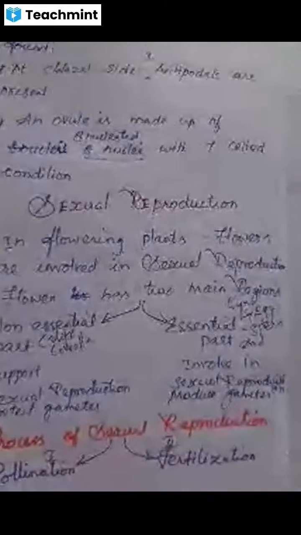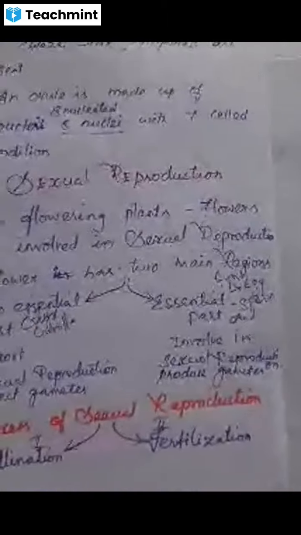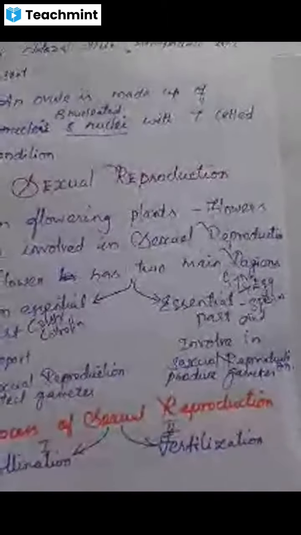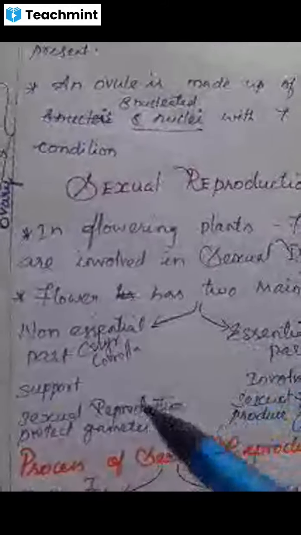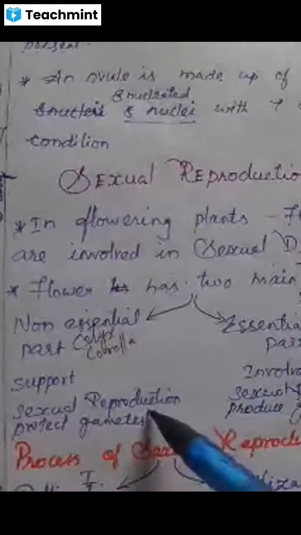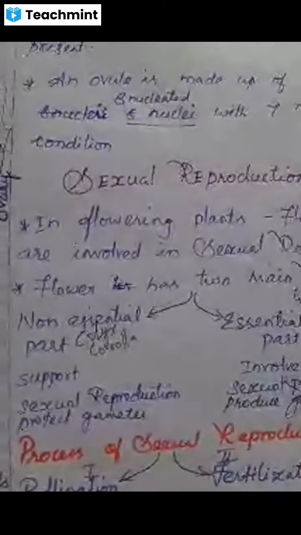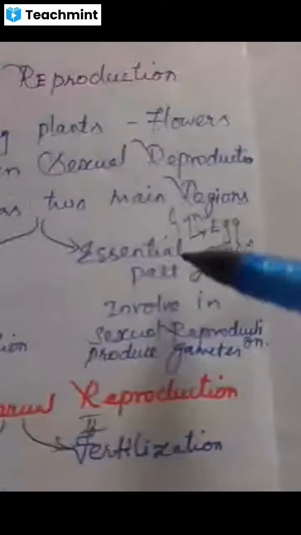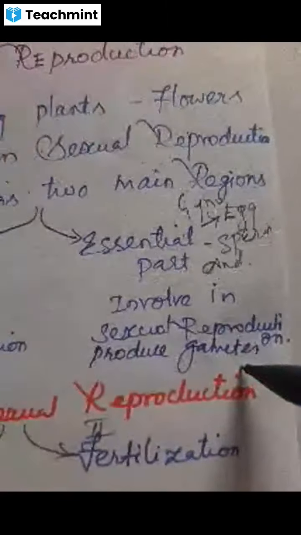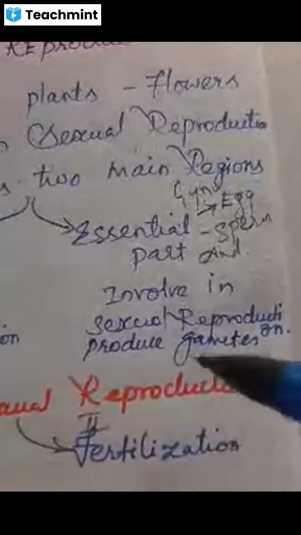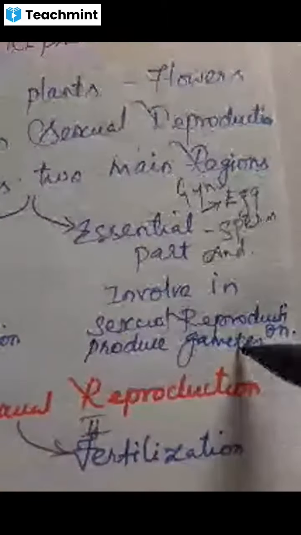Basically, sexual reproduction takes place in flowers. In the flowers, there are two broad segments: the non-essential part and the essential part. The non-essential part supports sexual reproduction and protects the gametes and floral parts, whereas the essential parts are involved in sexual reproduction, produce gametes and produce the zygote.